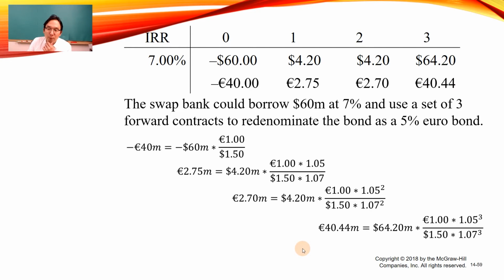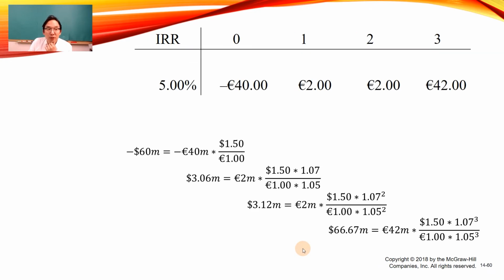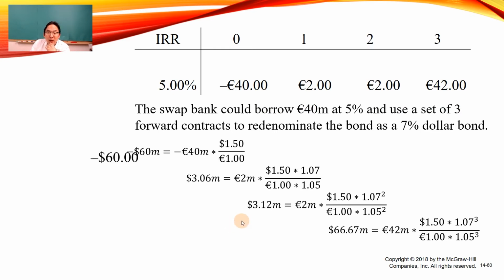So that's 40.44. Now, that's what's happening in this chart. Now, taking it from the other side of the transactions, the swap bank could borrow 40 million euros at a 5% rate and use a set of 3-year forward contracts to redenominate the bond as a 7% dollar bond, going in the other direction.